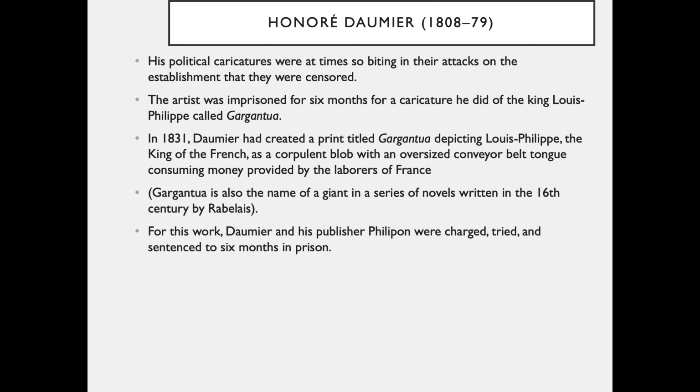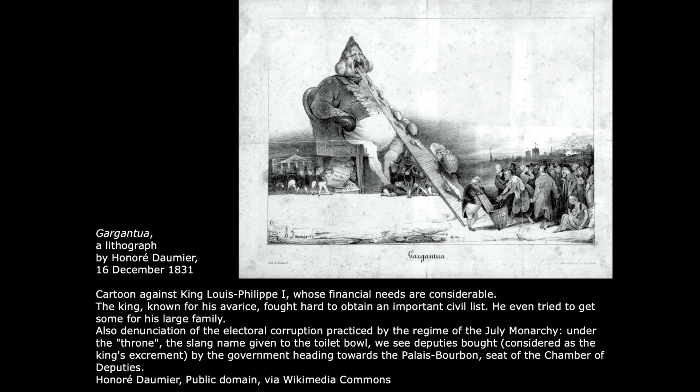So for this work, Daumier and his publisher, Philippon, were charged, tried, had to pay a fine, and were sentenced to 6 months in prison. This kind of caricature had a great cost for the artist. And here is one of the lithographs, and you can see this ginormous blobby King Louis Philippe sits on a toilet. Now, our toilets don't look like this, but the idea is that all of these people, the poor laborers of France from whom he's collecting these outrageous amounts of taxes, and it's like he's just an unstoppable eating machine, right?